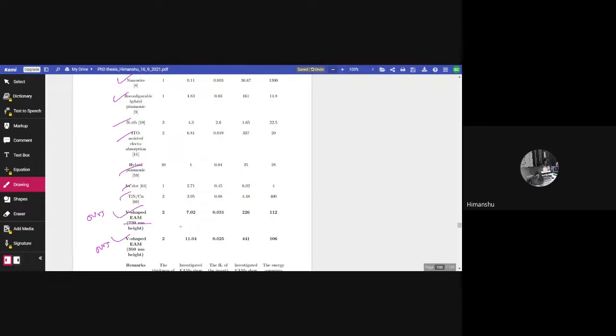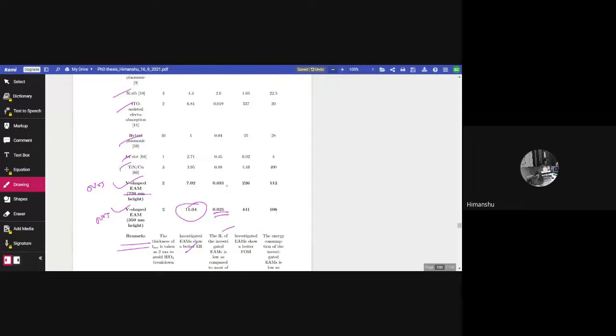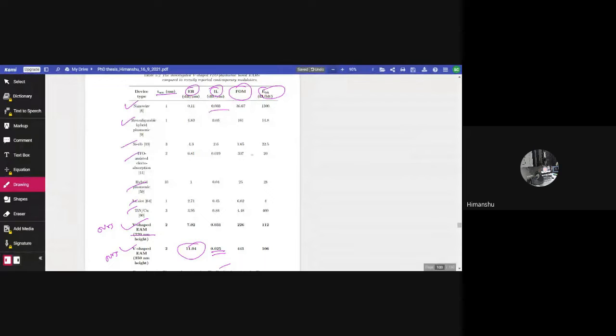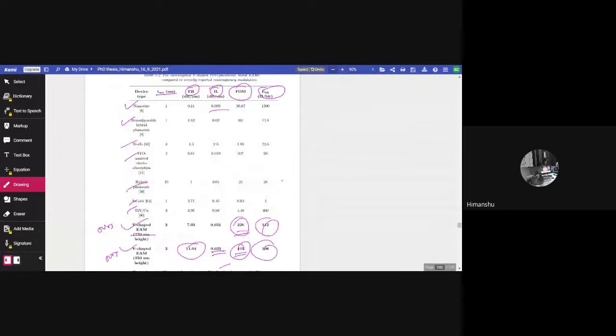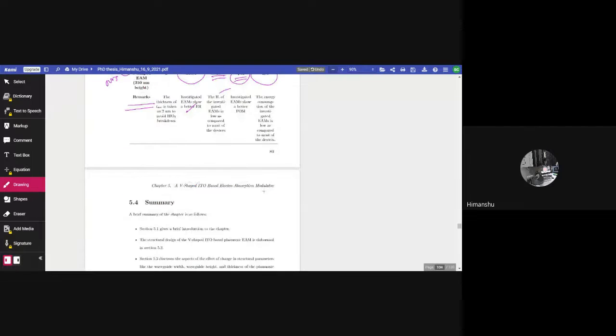So from this table, we can see that the V-shaped EAM which we have designed with 350 nanometer height shows maximum extinction ratio, which is around 11.04 dB per micrometer. And comparing with other devices, this is the best value we have got. However, the insertion loss of reference 8 is better than ours. Our insertion loss was 0.025 dB per micrometer. However, the insertion loss of reference 8 is very low, which is around 0.003 dB per micrometer. Similarly, the FOM of our device is better as compared to most of the devices, which is around 441 and 226 for the 350 nanometer height EAM and 220 nanometer height EAM. Also, the energy consumption we can see is better than most of the devices. Not the best we can say, but it's better than most of the devices, which is around 106 femtojoule per bit for the 350 nanometer waveguide height based EAM and 112 femtojoule per bit for the 220 nanometer height EAM.